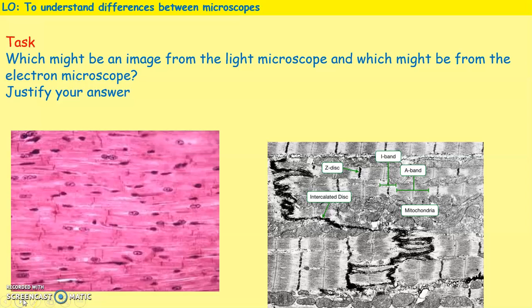So that's the end of today's session. And hopefully you now know the difference between the light and the electron microscope. What I'd like you to do now is write down a definition of what an electron microscope is. Great, well done.